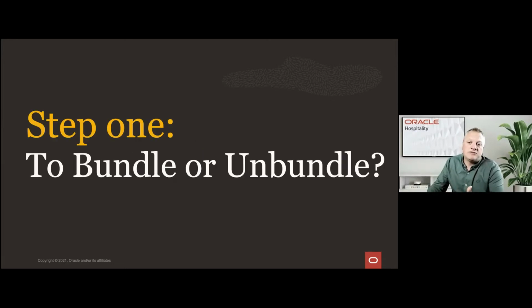But the first question we have to ask is, should we bundle or unbundle our packages? So a package within Opera is something that's either included or excluded within a rate. It could be breakfast, it could be dinner, it could be car parking, Wi-Fi, and generally these have traditionally been built into a rate. But what we're finding is more hotels are now unbundling their price. So the customer sees the headline price for the room, then has the option to add in anything extra they think brings value to their stay at the property.